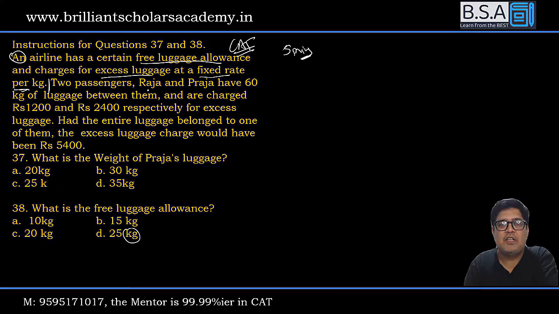Two passengers, Raja and Praja, have 60 kilograms of luggage between them. When the wording is between them, a lot of people assume it as difference. No, between them, like Ramesh and Suresh have total 2 acres of land between them. That means total land is 2 acres. In this case, total kilogram of luggage is 60. So Raja and Praja together are carrying 60 kilograms of luggage.